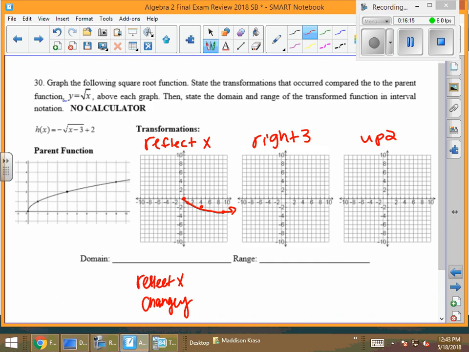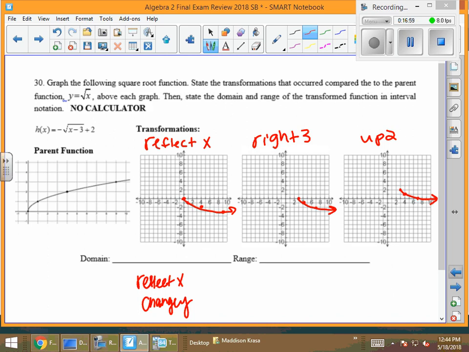Now we're going to shift everything right 3. So 0, 0, whoops, 0, 0 becomes 3, 0. We just shift every single one of those points 3 units to the right. And then finally, we're going to move everything up 2. So we're going from our previous graph. So I'm using the previous one, not the original now. So now my 3, 0 point's going to go up 2. 4, -1's going to go up 2. All right. And that is our final graph for that one.